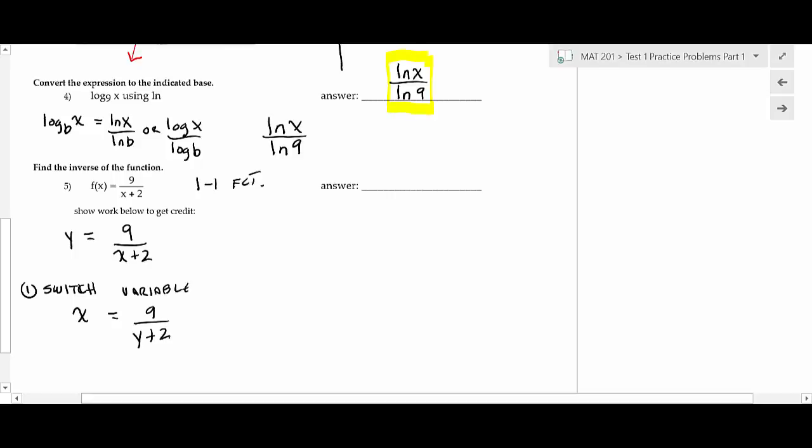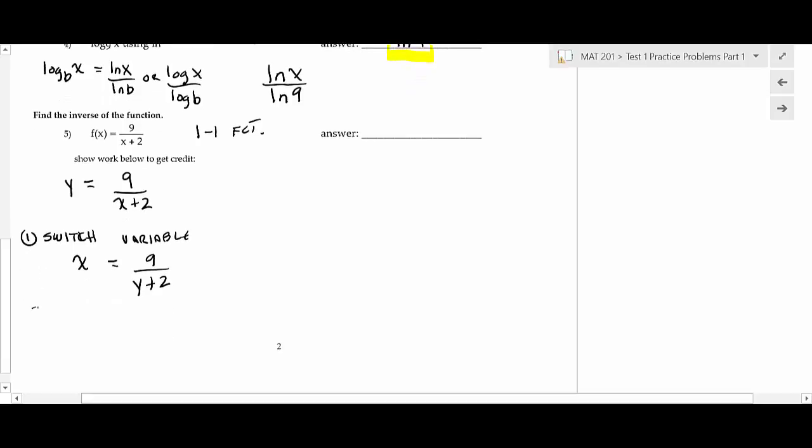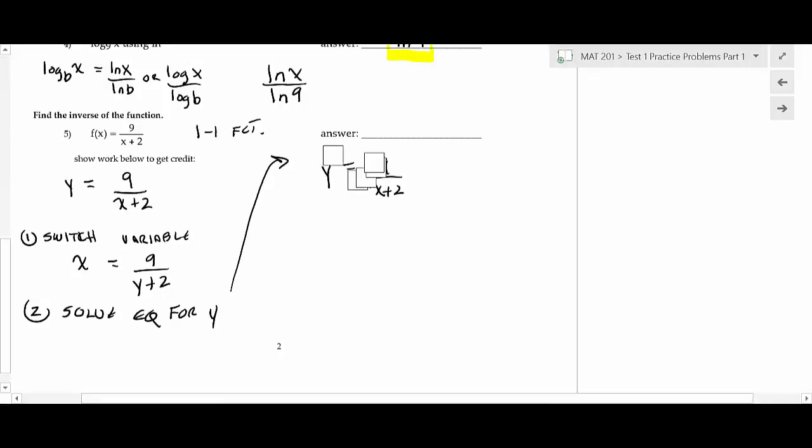Then the second thing that you want to do is solve the equation for y. So we want to focus on that step next here. Okay, so when we do that, we have y is equal to 9 over x plus 2. I'm sorry, I forgot to switch the variables. I already did that. So we want to take this equation, x equals 9 over y plus 2.